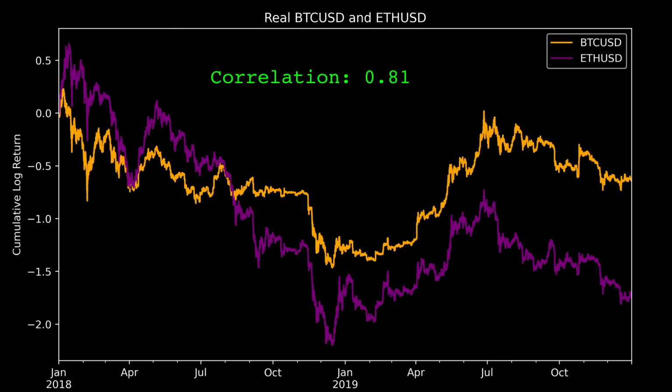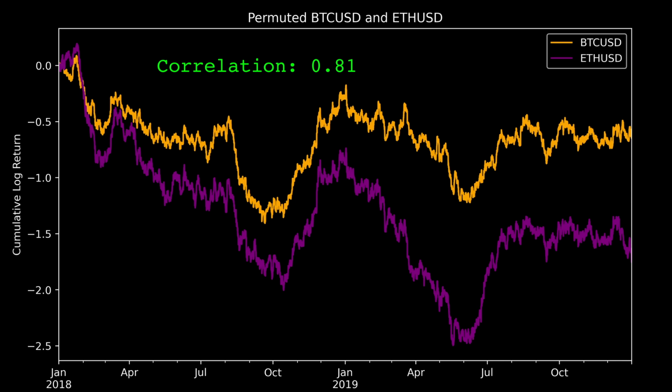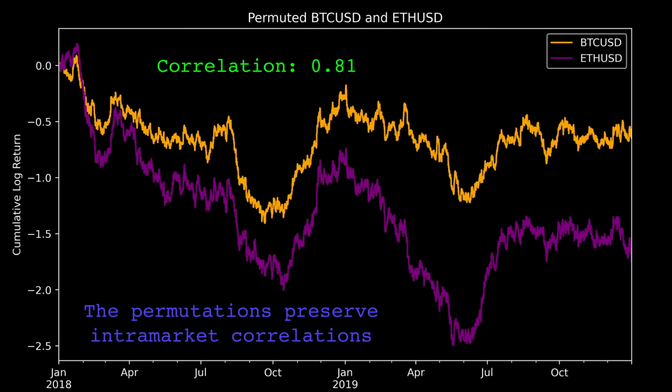Here's a plot of Bitcoin and Ethereum in 2018 and 2019. We can see that they're obviously correlated. And if we permute them together, the correlation between the two markets stays the same. I won't cover the multi-market case here beyond this, but if your strategy involves 2 or more markets, the permutation tests can still be applied.